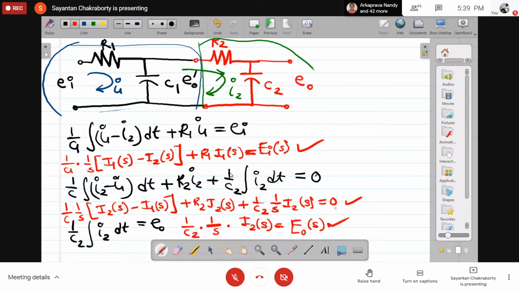So from these three equations, you eliminate I1 and I2 and express the ratio E0 by EI. Can you do that? Let's try. Try and eliminate I1 from 1 and 2, and express EI and E0 in terms of I2 only. And then you obtain the corresponding transfer function. Okay, I'll give you this as a home task.